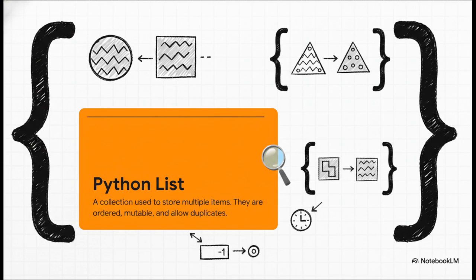Because lists are ordered, you can always access the very first element using index 0, and actually, you can grab the last element with index -1. And crucially, lists allow duplicate values, so if you want the number 5 in there twice, no problem at all.